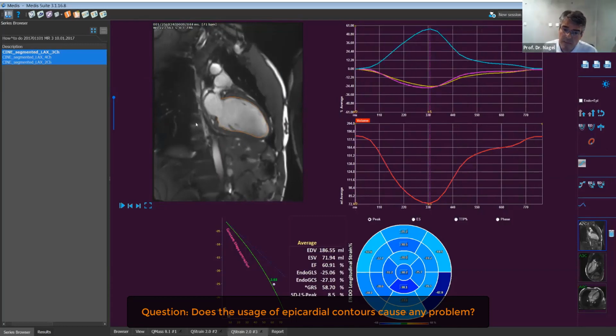Whereas the longitudinal strain, which is based in principle on the length of that contour, is highly robust and highly fast. And it seems to be the one which has most clinical information.